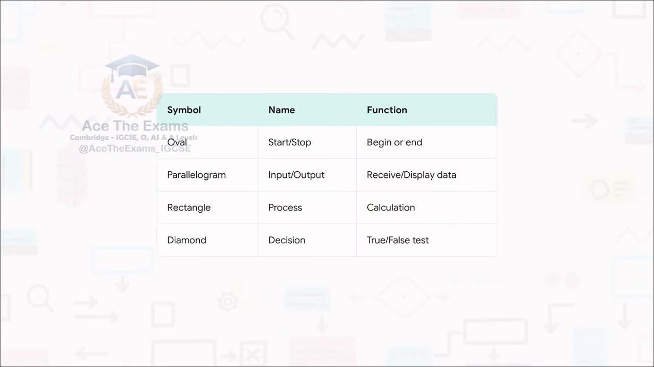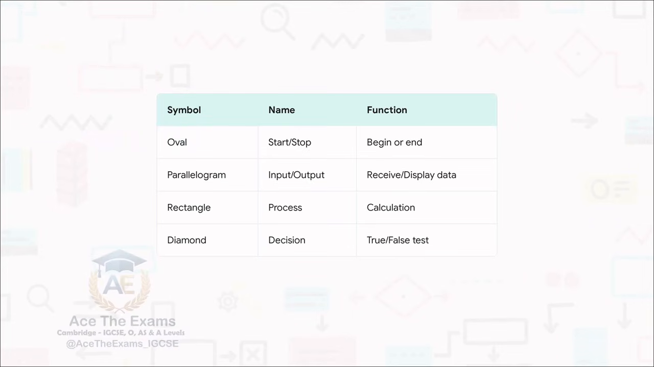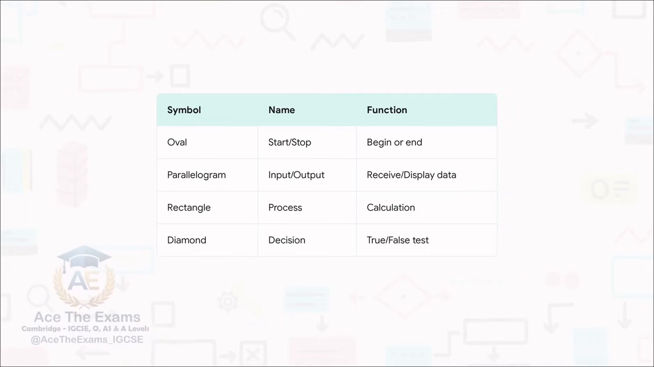Listen, if you try to use a rectangle to ask a user for their name or a parallelogram to add 2 numbers together, the examiner is going to penalize you, period. Even if your code logic is otherwise flawless, you have to respect the shapes. Each one gives a very specific, detailed description of what the algorithm is doing at that exact microsecond.